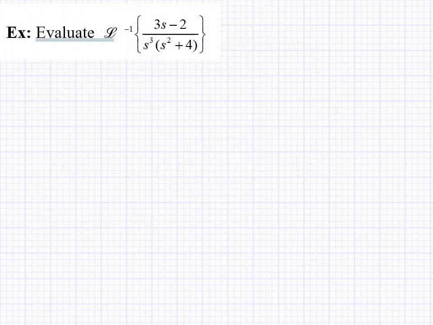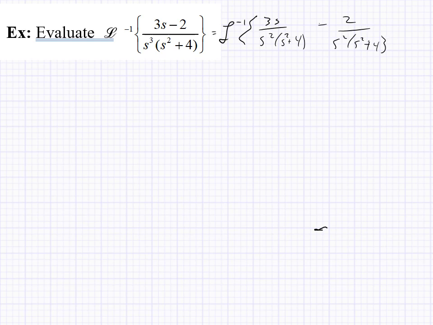All right, let's look at one more. Same deal. If I could do the inverse Laplace transform of 3s over s cubed times s squared plus 4 minus 2 over s squared times s squared plus 4, that would be nice. But does that really help? Okay, splitting apart the numerator. No, because of what the denominator looks like. If the denominator was just s squared, yeah, or if it was just s squared plus 4, yeah. So splitting apart the numerator isn't helpful.